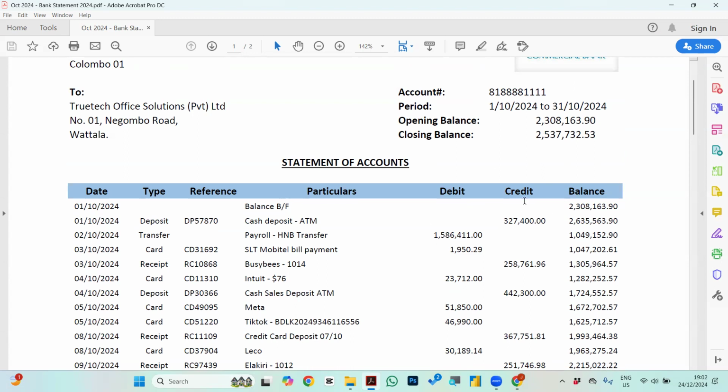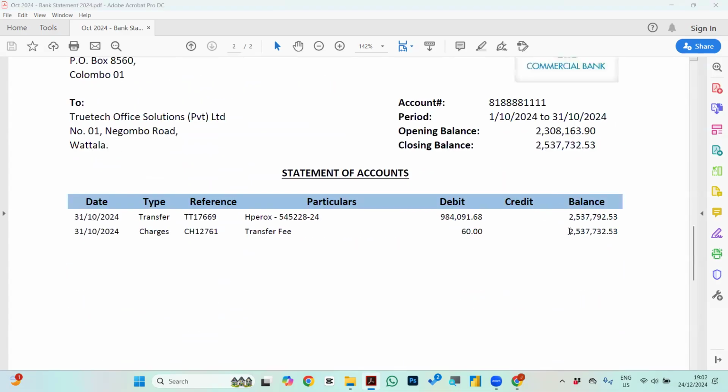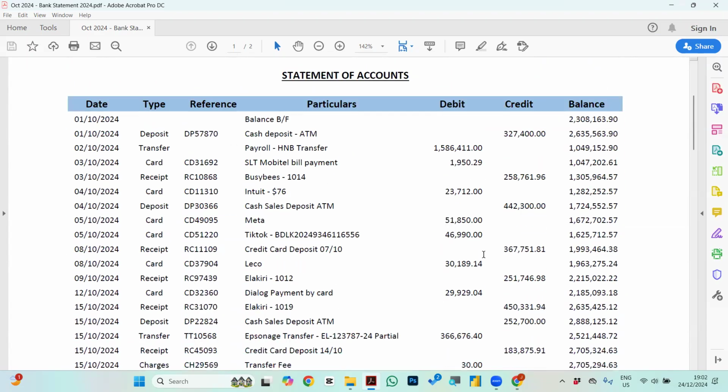The opening balance is 2.3 million. The closing balance shows 2.5 million at the end of the month. Now we're going to see whether this is matching with our records, whatever we have recorded in the system. That's what we're going to compare.